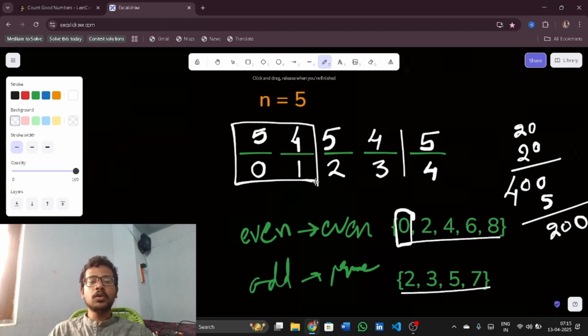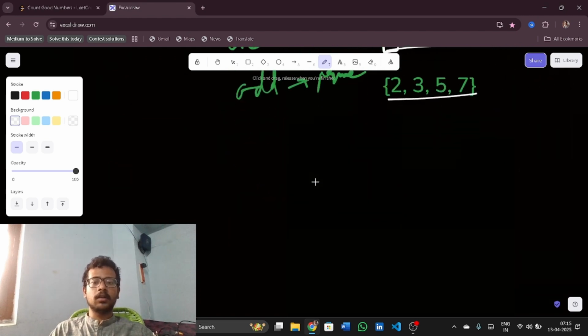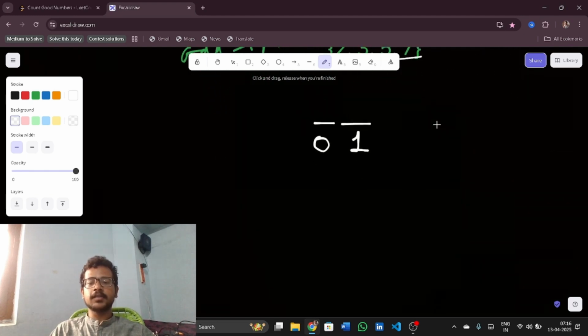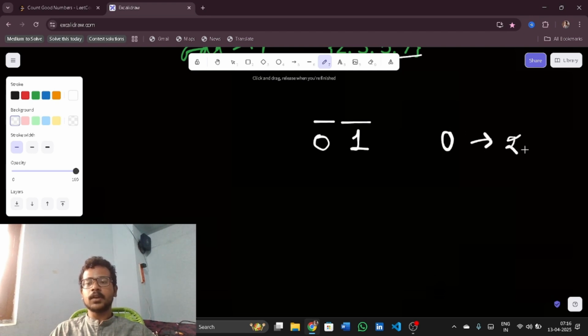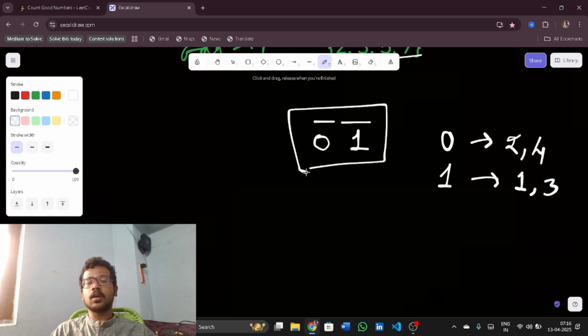But if you don't know what a permutation is, or you skipped some lectures on permutations and combinations, let me tell you that you have 0 and 1. As I said, at even indices you can place 2, 4, and at odd indices like 1, you can place 1, 3. Now just write down the possible combinations you can get, by your mind.